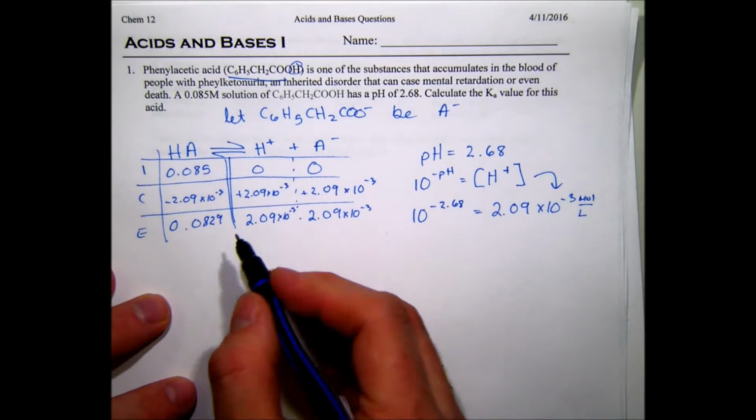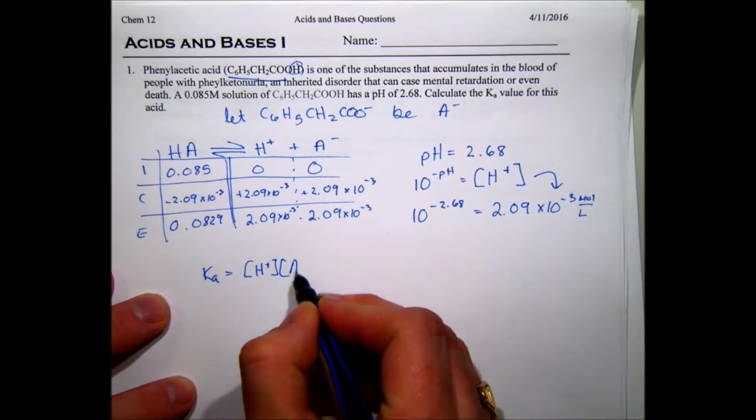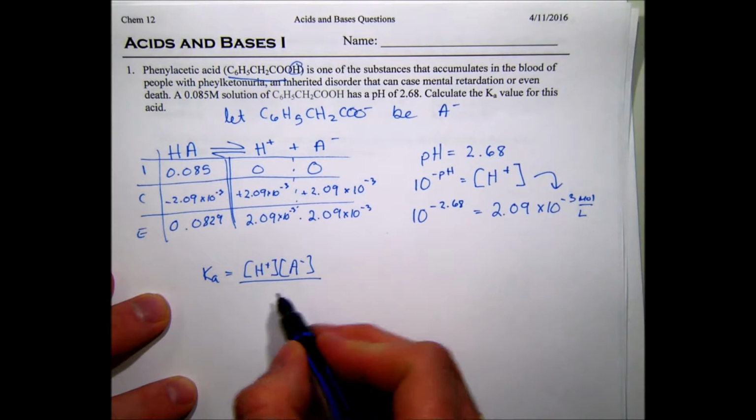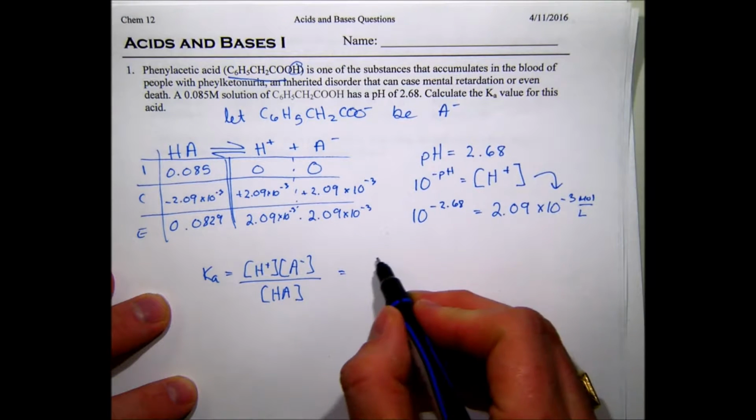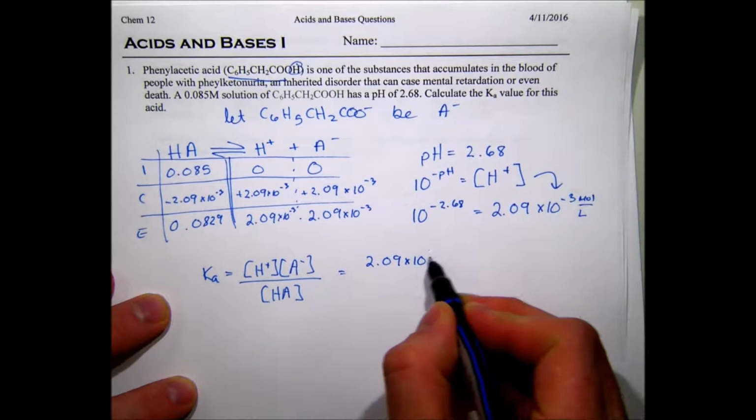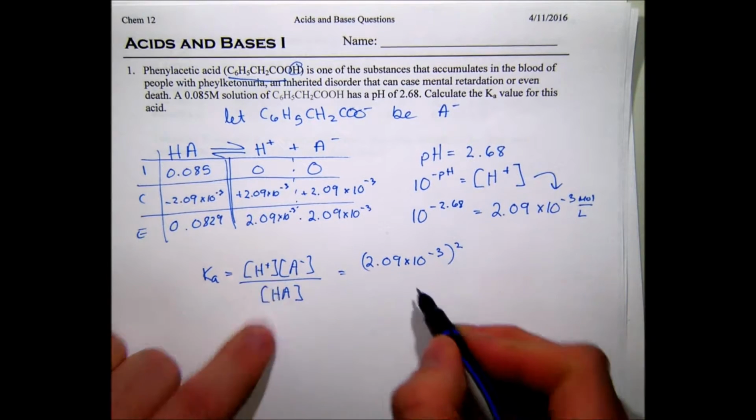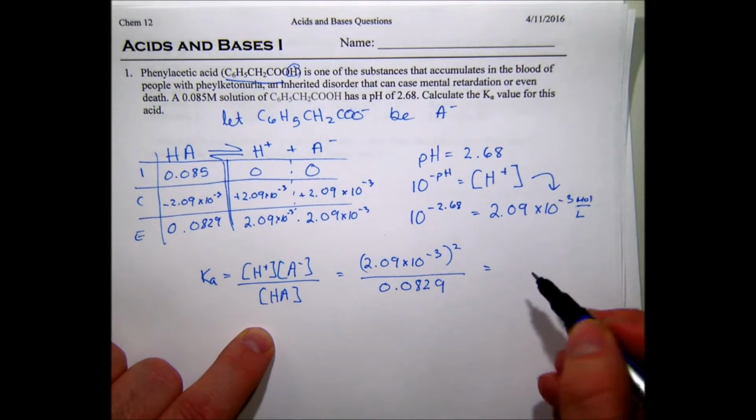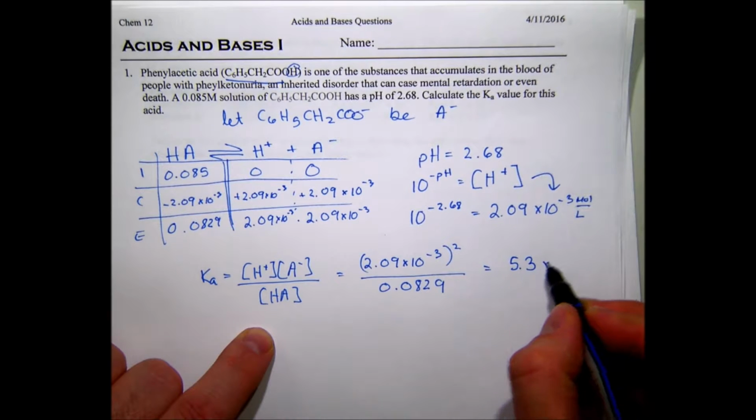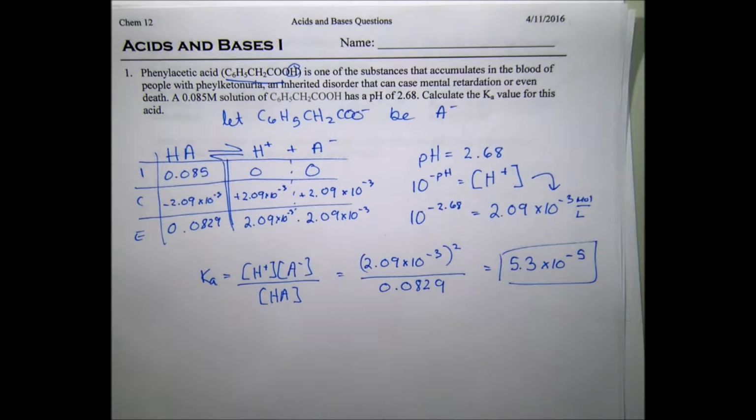Finally, we write our equilibrium expression. Ka is equal to the concentration of H plus times the concentration of A minus over the concentration of HA, which is equal to 2.09 times 10 to the negative 3. Since that's the same for both of them, we're just going to square it, over 0.0829, and that's equal to 5.3 times 10 to the negative 5. That's how we solve a weak acid problem, specifically when we're looking for the Ka value.